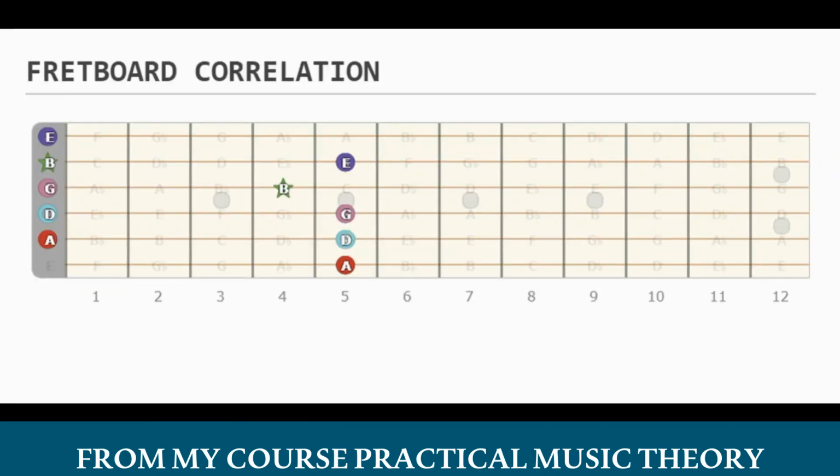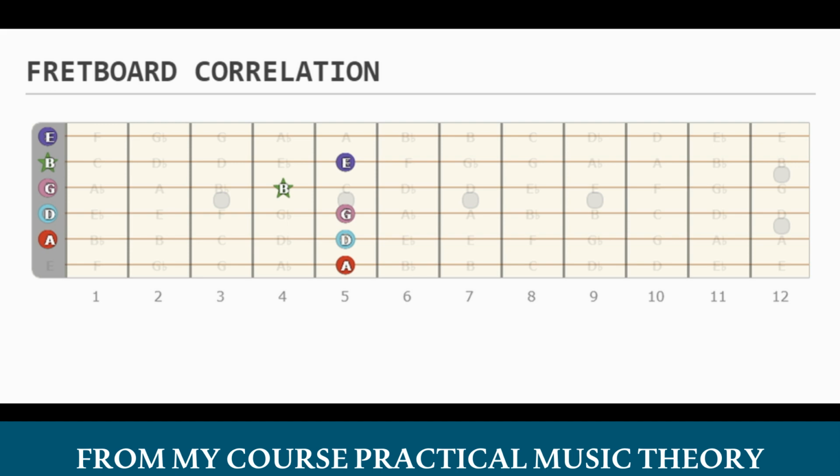Now coming to a very important fretboard correlation, which helps us to tune the guitar strings. If you look at the note on the 5th fret of the 6th string, that is the low E string, we have the A note. This note is the same as the open 5th string, which is also the A. The same correlation exists between the 5th and the 4th strings, that is the 5th fret of the 5th string is the same as the open 4th string.